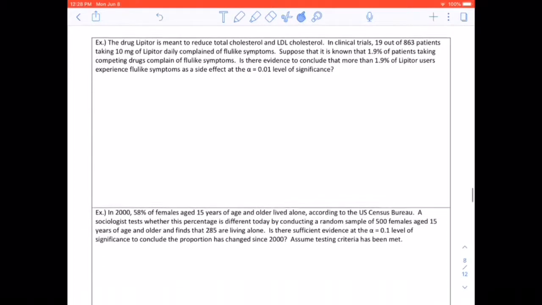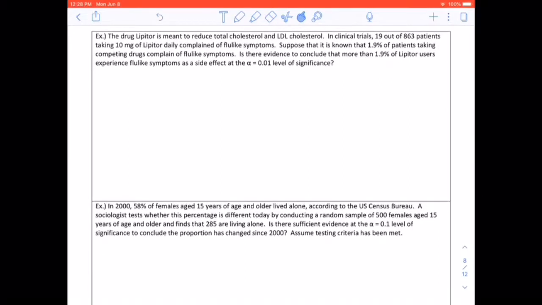So on the next page, the example at the top says the drug Lipitor is meant to reduce total cholesterol and LDL cholesterol. In clinical trials, 19 out of 863 patients taking 10 milligrams of Lipitor daily complained of flu-like symptoms. Suppose that it is known that 1.9% of patients taking competing drugs complained of flu-like symptoms. Is there evidence to conclude that more than 1.9% of Lipitor users experience flu-like symptoms as a side effect at the alpha equals 0.01 level of significance?